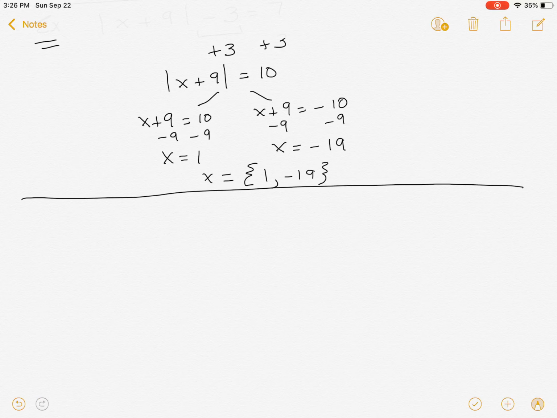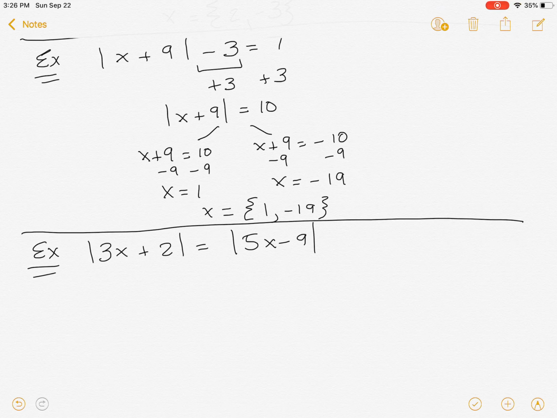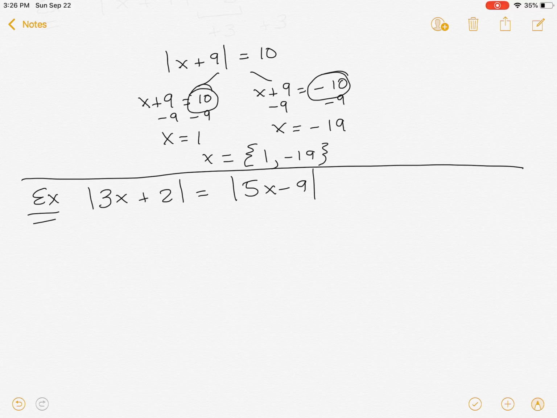The other way is to have two absolute values. So what happens if I have the absolute value of 3x plus 2 equals the absolute value of 5x minus 9? The way we set this up is the exact same way as we set it up if it were just a number. So here we set it equal to the positive of the number, and we set it equal to the negative of the number. So let's do that.